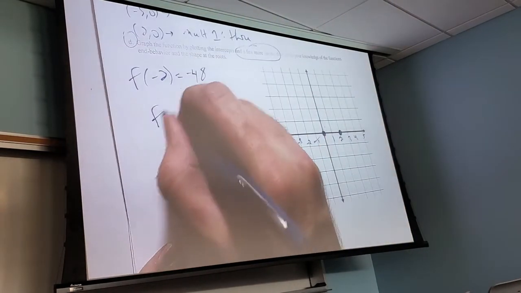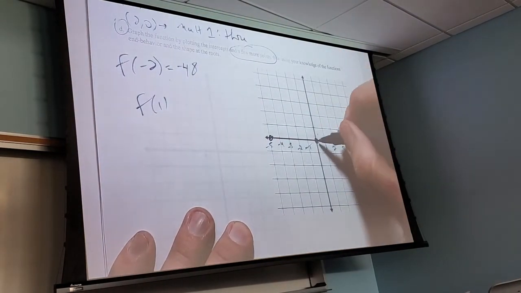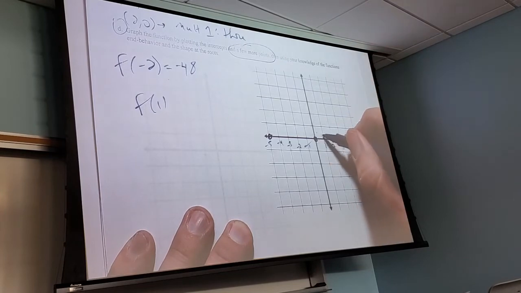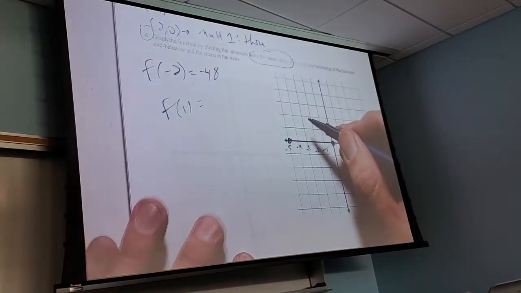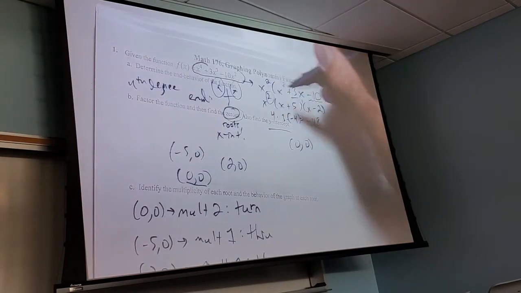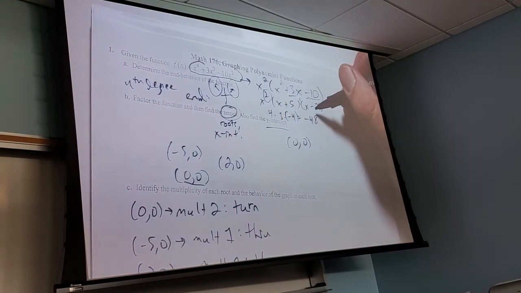If I plug 1 in, I know how tall this is. Is it tall and skinny, or is it really, really flat? So let's see what we get when I plug a 1 in. I get 1 times 6 times -1. I get -6.